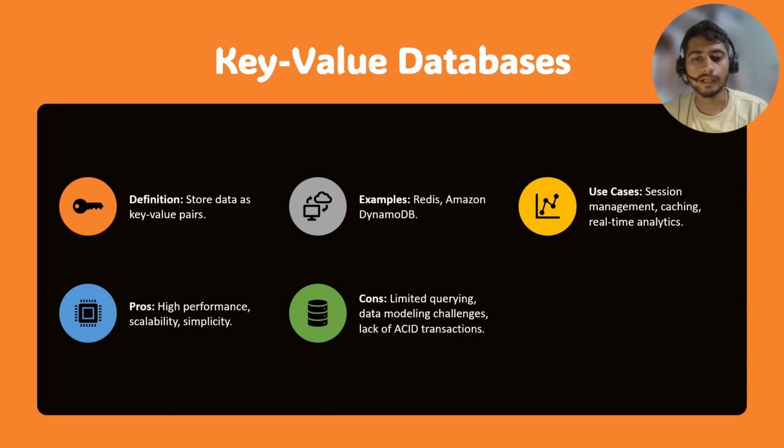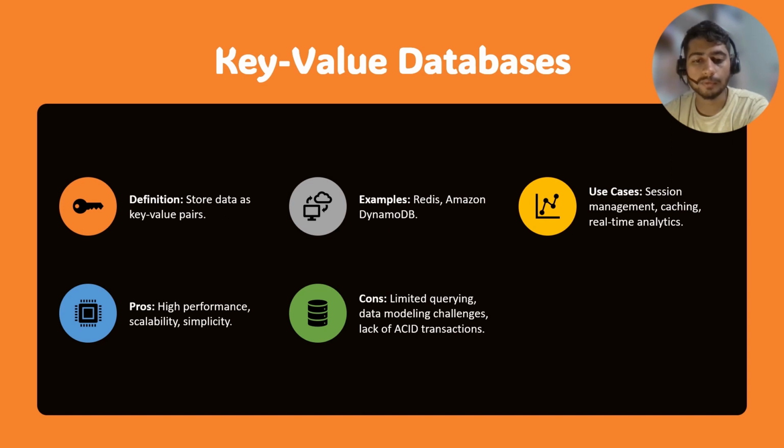Now coming to key value database. The definition of key value database is that it stores data as a collection of key value pairs. Each key is unique and is associated with a value, which can be a simple string, binary data, or more complex structures like JSON objects. Examples of key value databases are Redis, an open source in-memory data structure store known for its high performance and versatility.